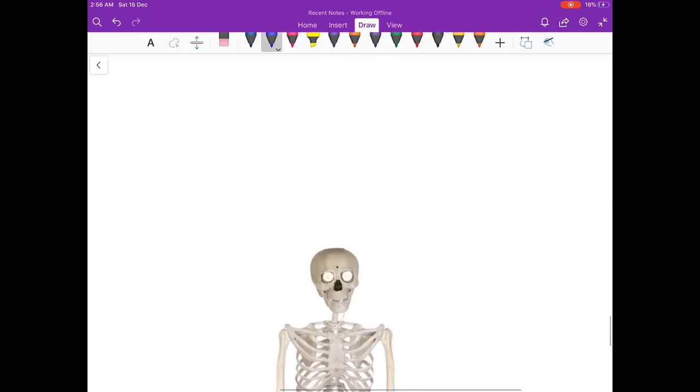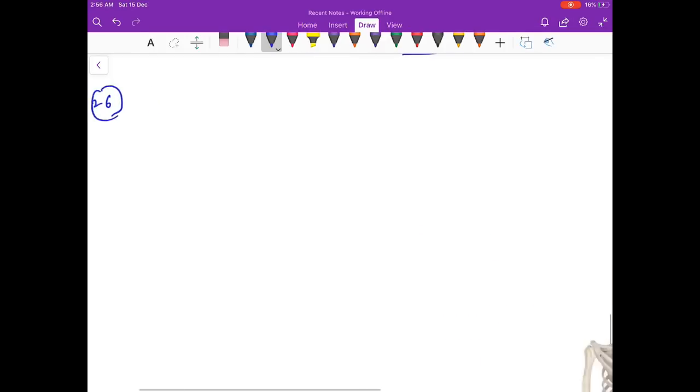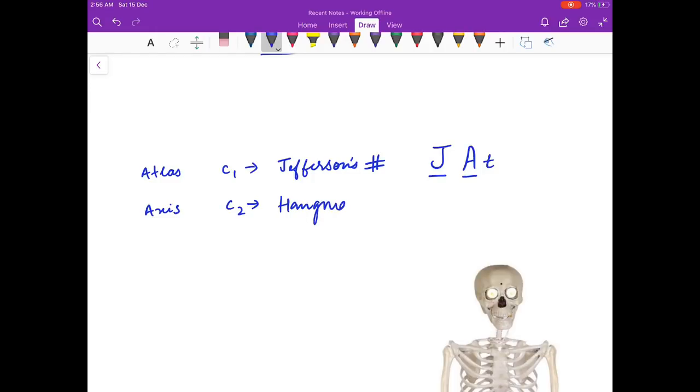Friends, in the end I will discuss the names of the various fractures. So let us start our discussion from the named fractures. Fracture of C1, that is atlas, is called as Jefferson's fracture. You can remember it by the mnemonic JA, J stands for Jefferson's, A for Atlas. Fracture of C2 axis is known as hangman's fracture. You can remember it by the mnemonic H2. H for hangman, 2 for C2.